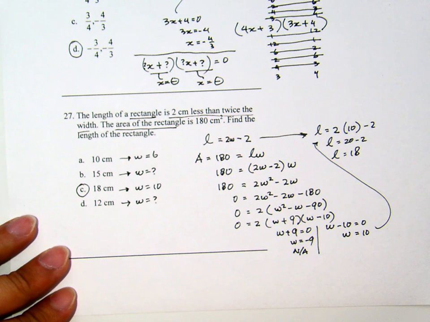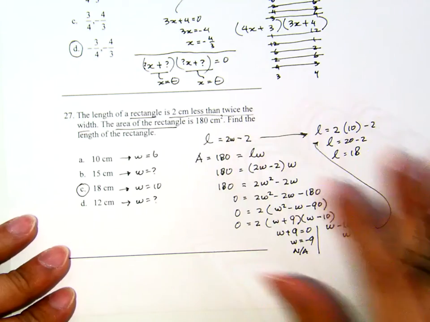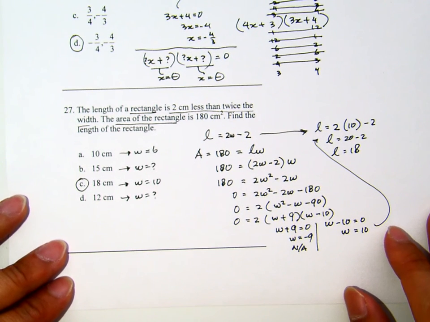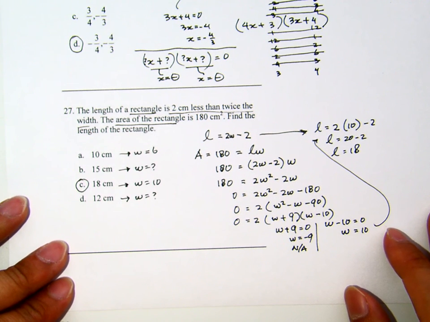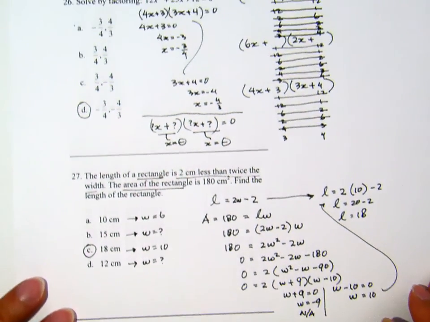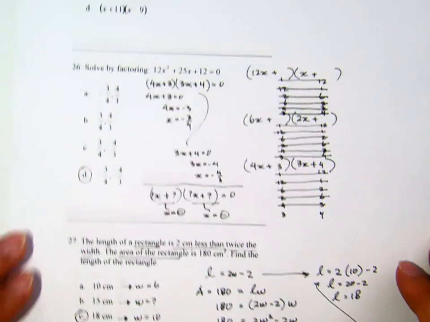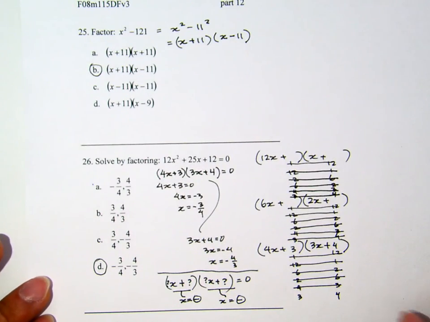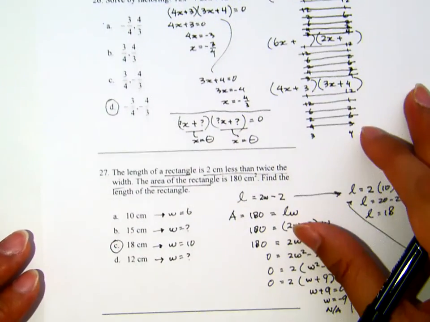Now, this is basically a trial and error method, but for you to get around this, the proper way of doing it may be a bit harder and more time consuming. Now, okay, this is for Fall 2008 Math 115 Department Final, Version 3, Number 25, Number 26, and Number 27.